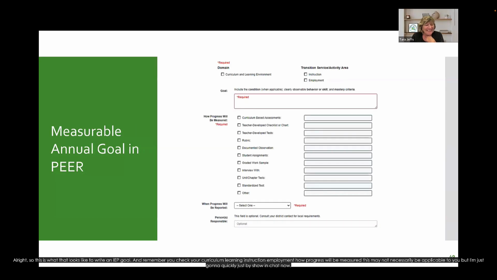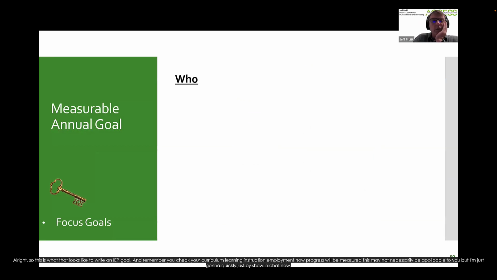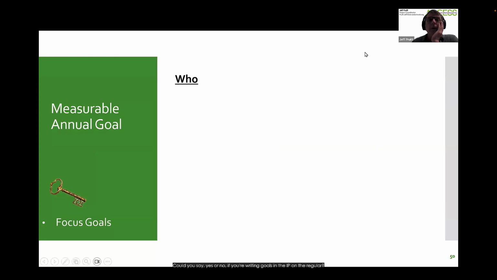Keep on going. All right, so this is what it looks like to write an IEP goal. And remember, you check your curriculum, learning, instruction, employment, and how progress will be measured. This may not necessarily be applicable to you, but just to show in chat quickly, could you say yes or no if you're writing goals in the IEP on the regular? I know that everybody's going to eventually write an assistive tech or AIM goal or something like that. So I'm seeing a yes and a couple of no's, more no's.